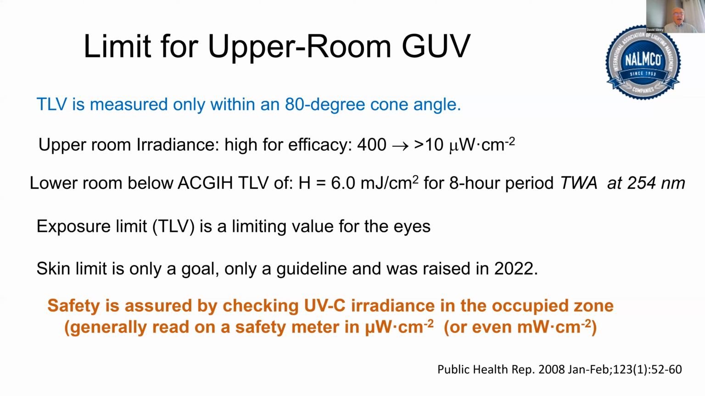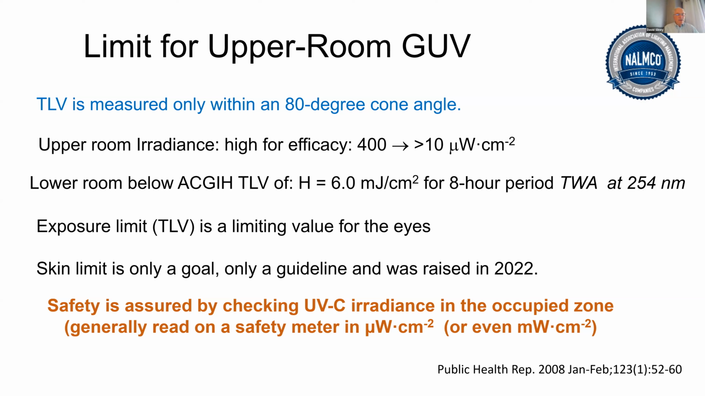Now, for high efficacy for upper room irradiance, you would normally want levels of the order of 400 microwatts per square centimeter, which is far, far above the 10 microwatt per square centimeter limit. That means that the lower room ACGIH TLV has to stay below 6 millijoules per square centimeter for an 8-hour period, or a time-weighted average of 0.2 microwatts per square centimeter.